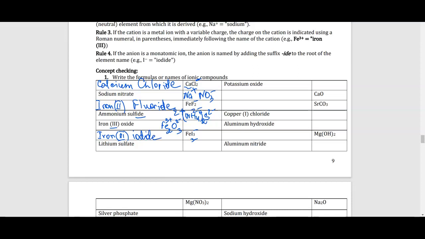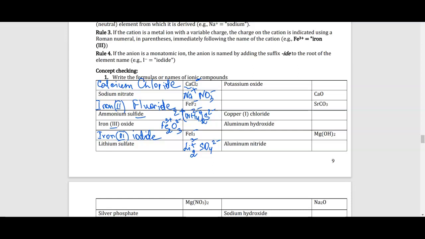iodide. Okay, lithium sulfate. Lithium is in the first position, so I will put the symbol for lithium. This is an alkali metal, group number 1, so its charge is 1 positive. And sulfate, look at the solubility table: SO4, and its charge is 2 negative. Now we can see that charges are not equal. For 2 negative, we have only 1 positive charge. That means that we need to add another lithium, and it's Li2SO4.